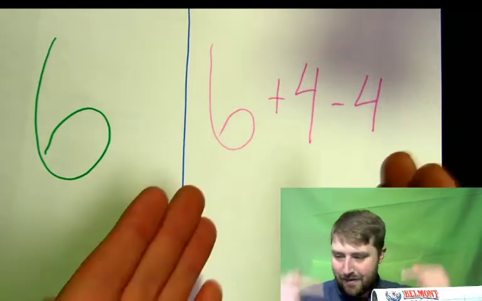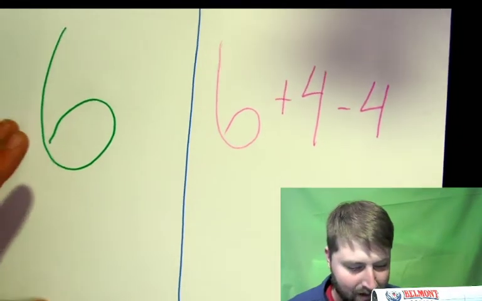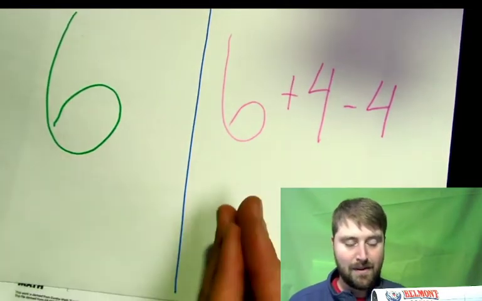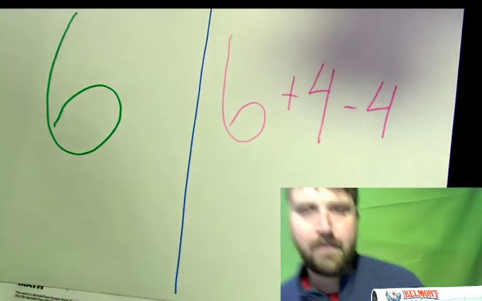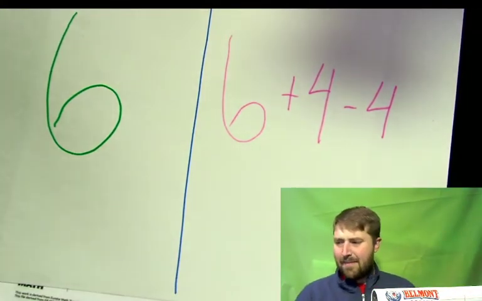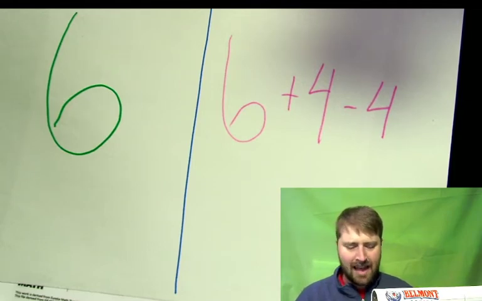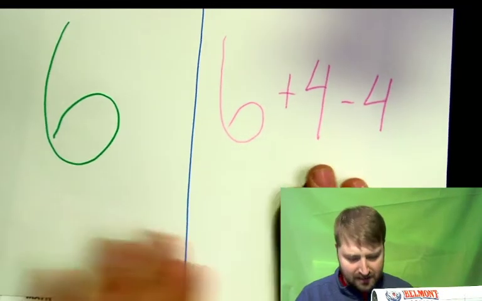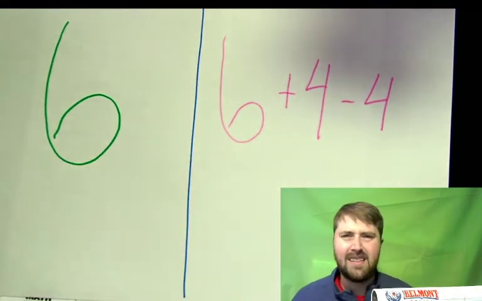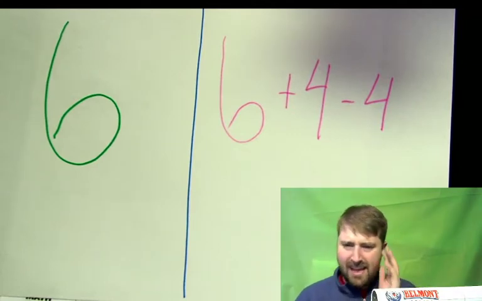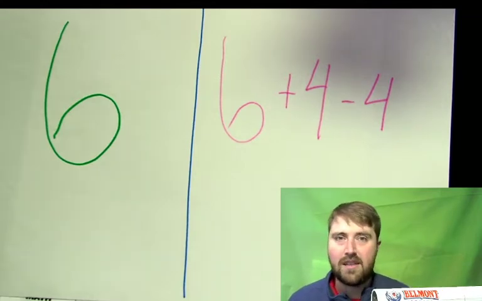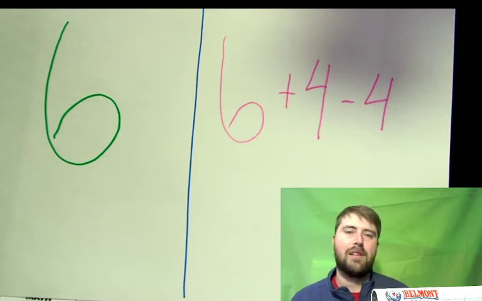So here, we've got two sides of our paper. On this side we have 6, and on this side we have 6 plus 4 minus 4. I want you to take some time and think about how these are the same and how these are different. In what way is this the same as this? What way is this the same as this? And how are the two sides different? So think about that, and then when you're ready, go to our discussion post in our folder, or you can just write down your thoughts. And then by the end of class today, make sure you put it in our discussion post.